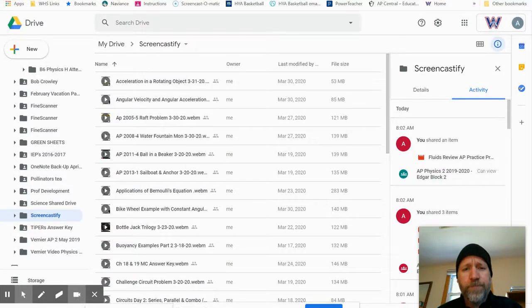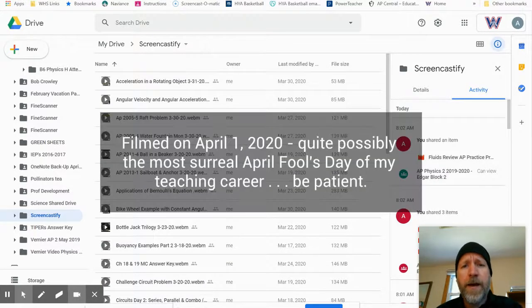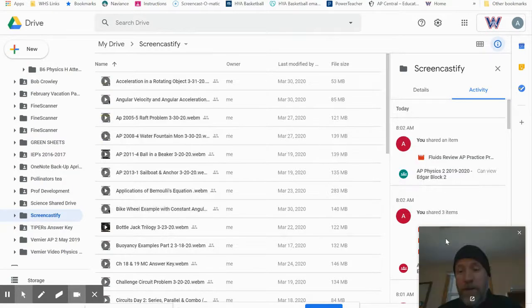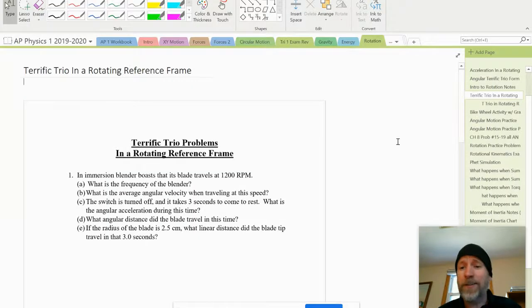So here we are, April Fool's Day, and we are working on terrific trio and rotation problems. I hope everybody's doing well. As you can see, I figured out how to change the brightness on my camera, and you guys will have to determine whether or not that's a good idea or a bad idea. But I guess we got to kind of get down to it.